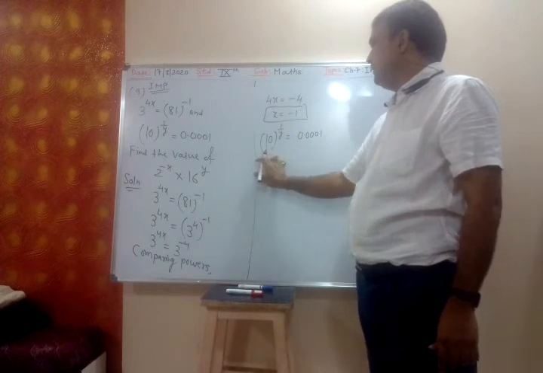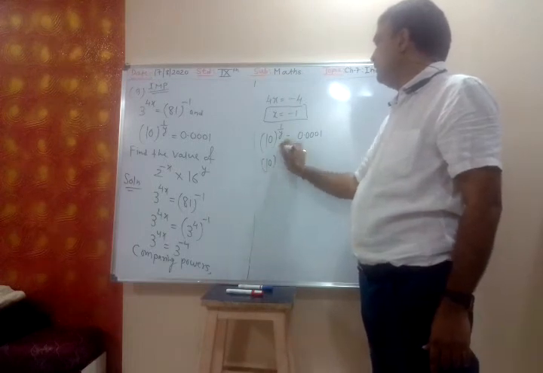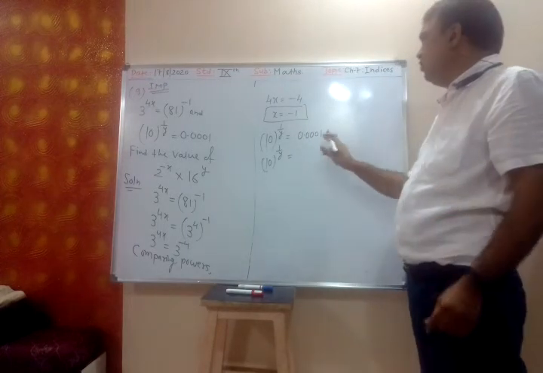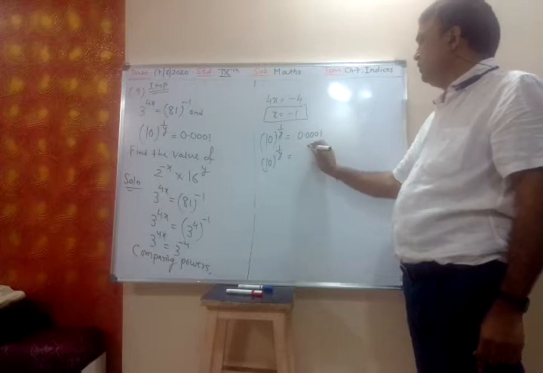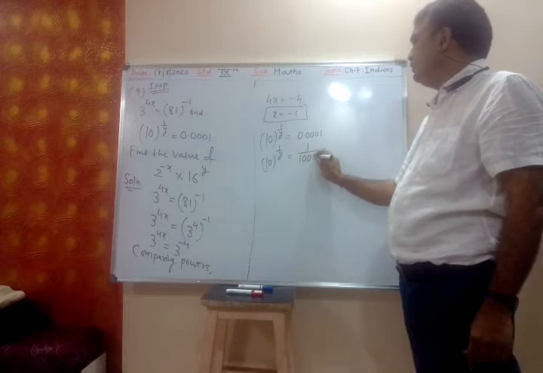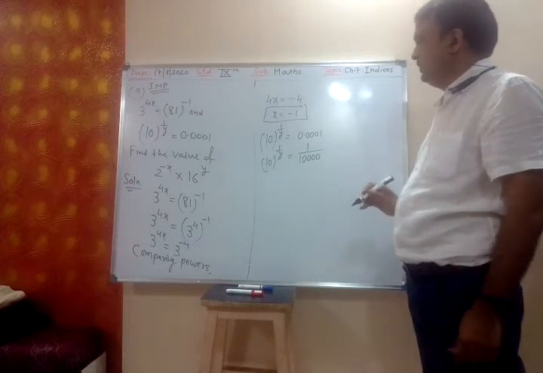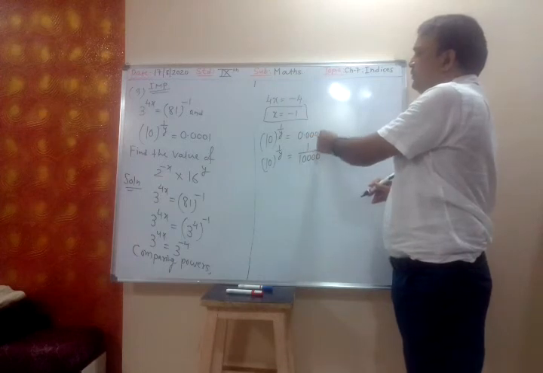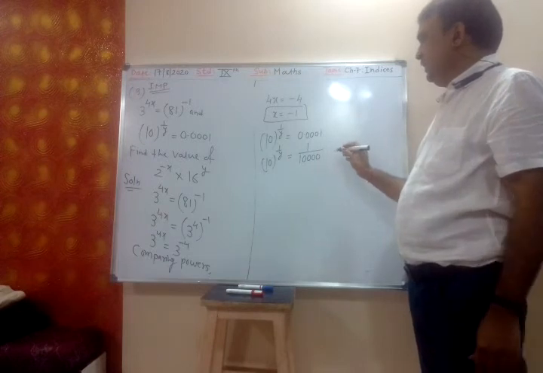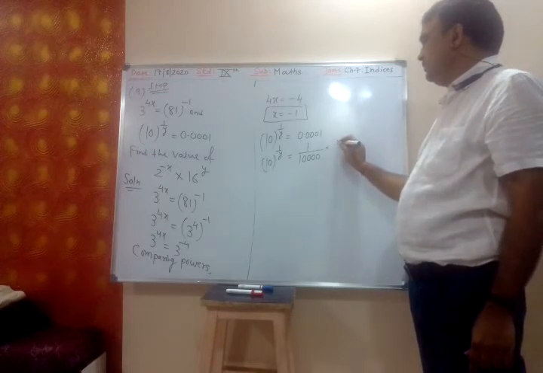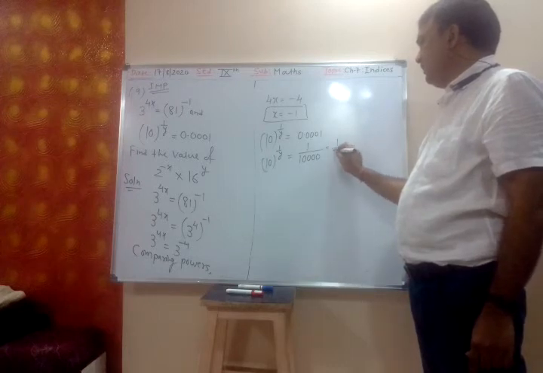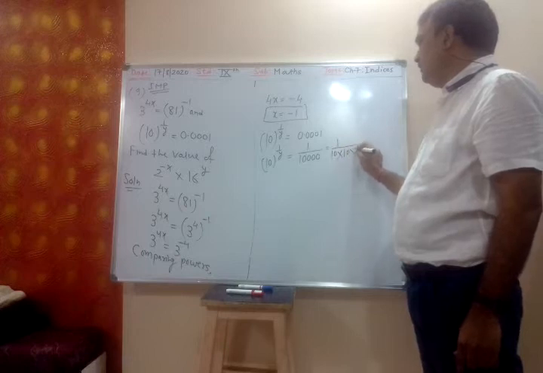So this I can write as 10 raised to 1 by y. See here, after the decimal, how many digits are there? 1, 2, 3, 4. So this I can write as 1 upon 10,000, which has 4 zeros. After the decimal, there are 4 digits. So this I can write as 1 upon 10 into 10 into 10 into 10. Are you getting it?